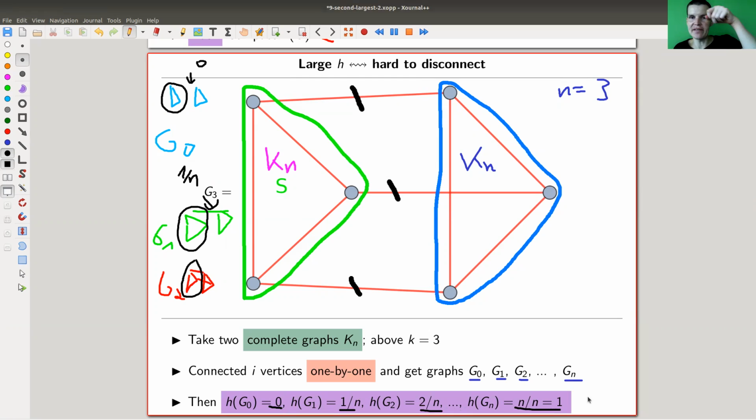So the number gets successively bigger, and the bottleneck successively gets smaller, right? So here, clearly, this is the bottleneck. Here, a less obvious bottleneck, and here the bottlenecks are already gone. So in some sense, the larger h is, the further it is away from 0, the fewer bottlenecks, the harder it is to disconnect. So h is measuring for bottlenecks.